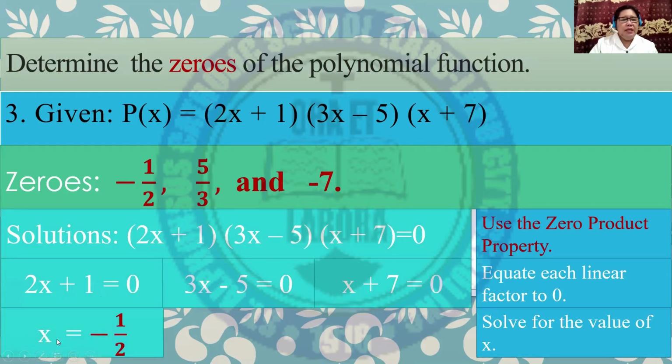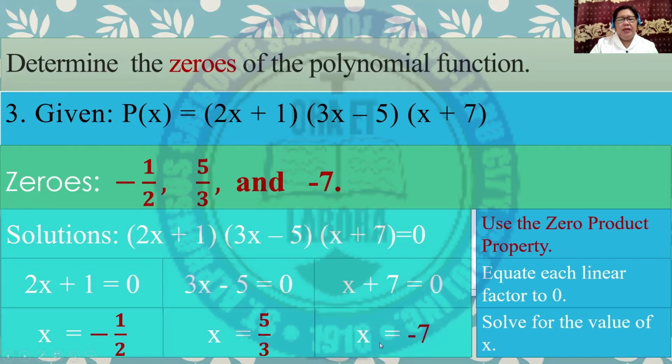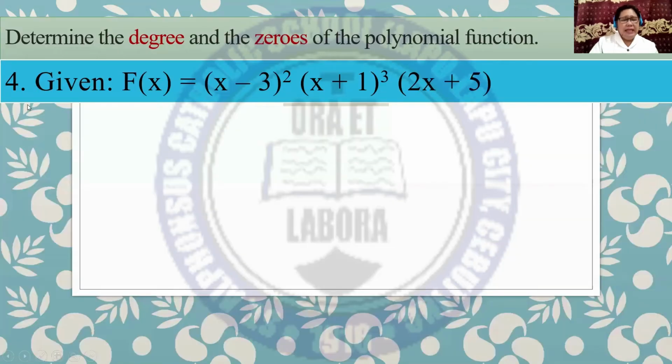So here, x is equal to -1/2. Just transpose 1, it becomes -1, and divide both sides by 2. Then, here, x is 5/3. Transpose -5, it becomes +5, and divide both sides by 3. And here, x is equal to -7. That is why the zeros are -1/2, 5/3, and -7.